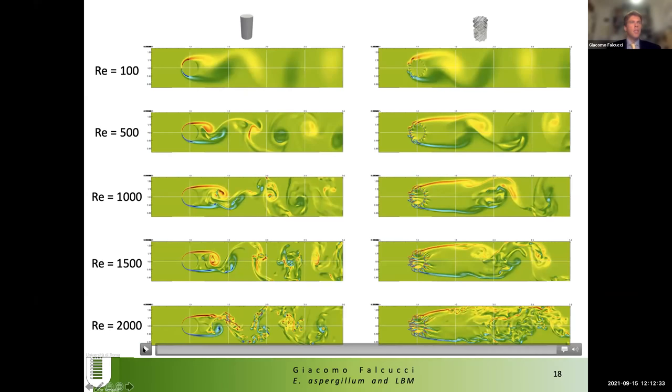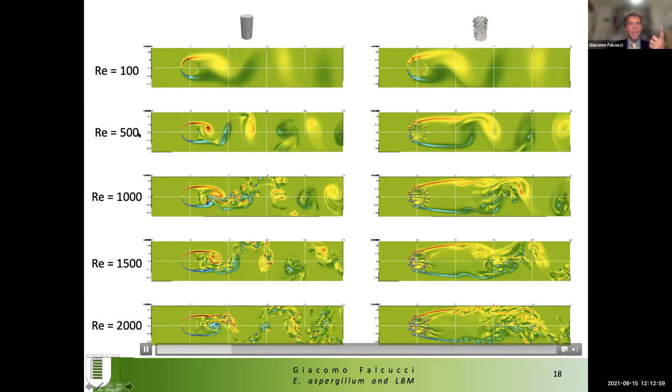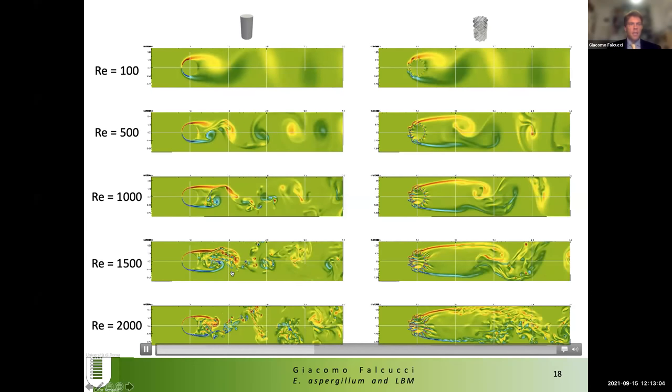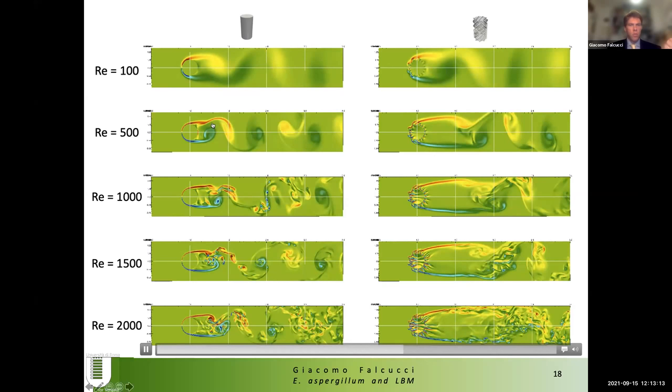I hope that my computer is able to let you see what happens. Here you see the solid cylinder and the structure resembling the Euplectella aspergillum actual skeletal motifs at increasing Reynolds numbers. So you see here what happens at Reynolds 100, the two structures behave almost identically, but as Reynolds number increases, you can see that the standard patterns of incipient turbulent flow are apparent in the case of the cylinder.